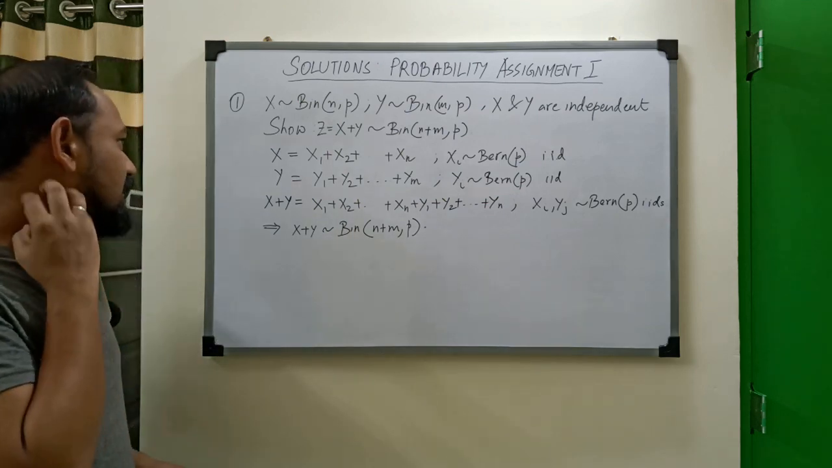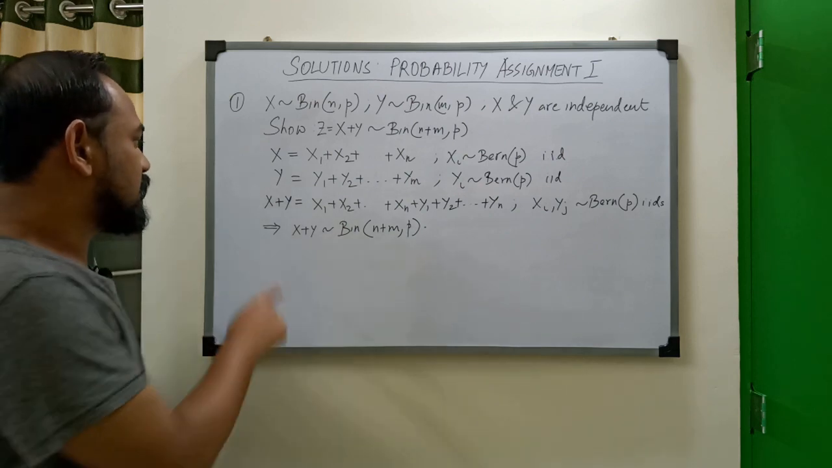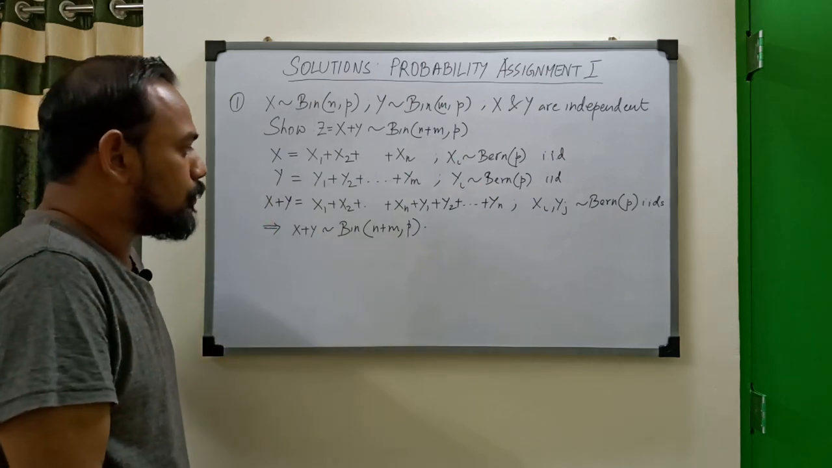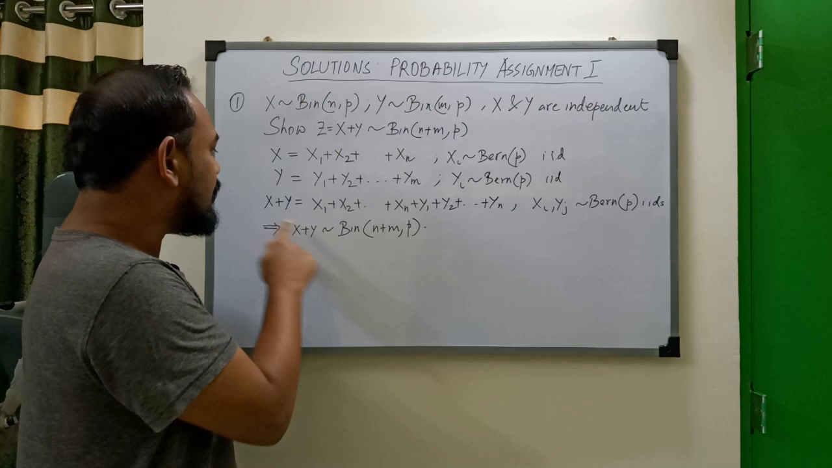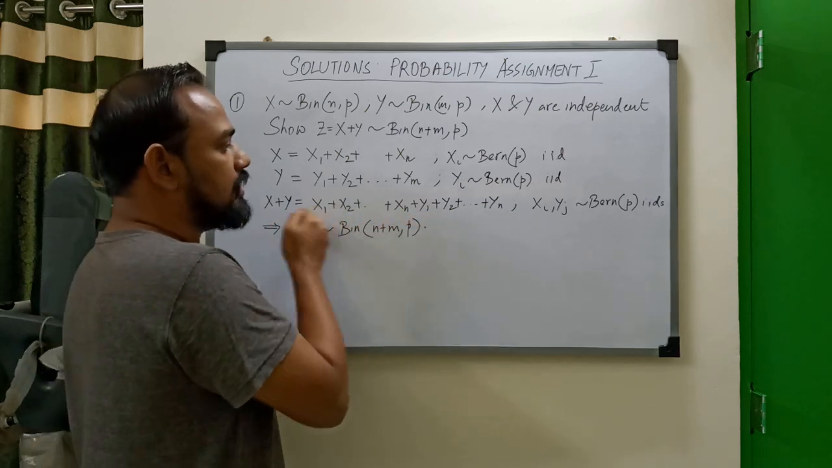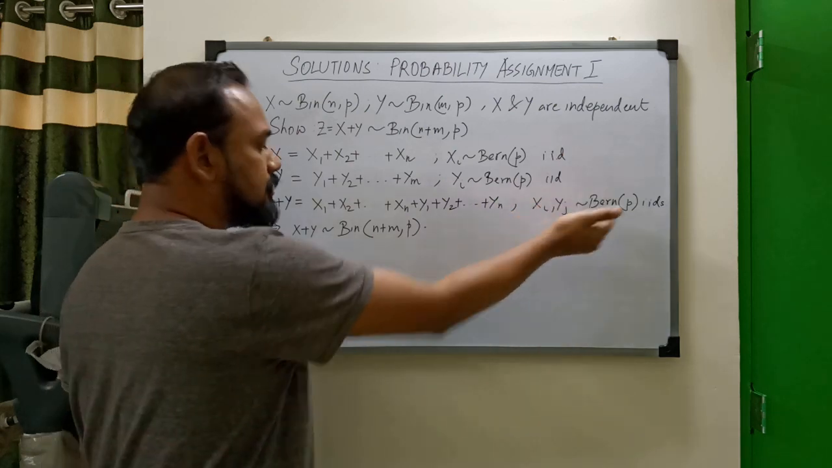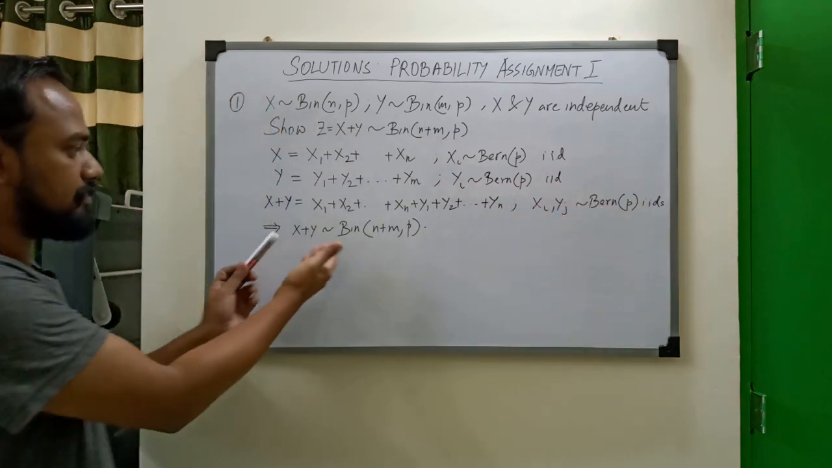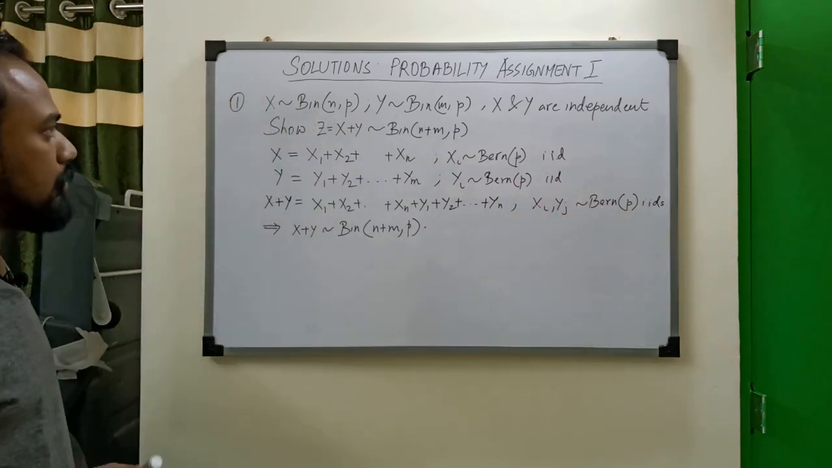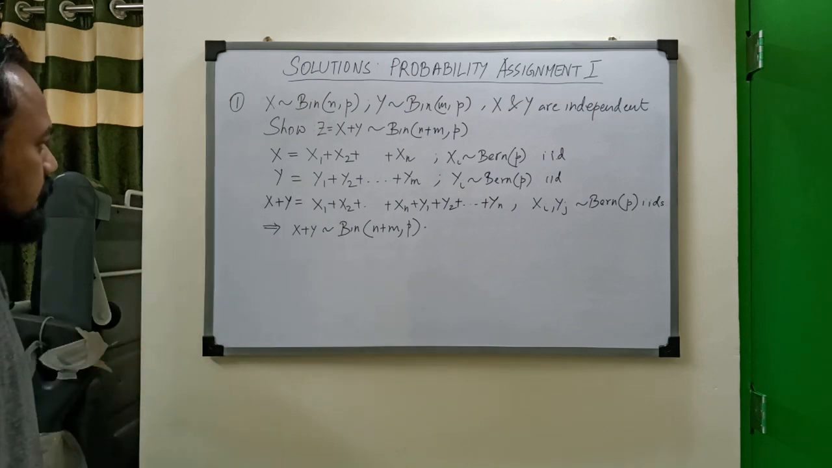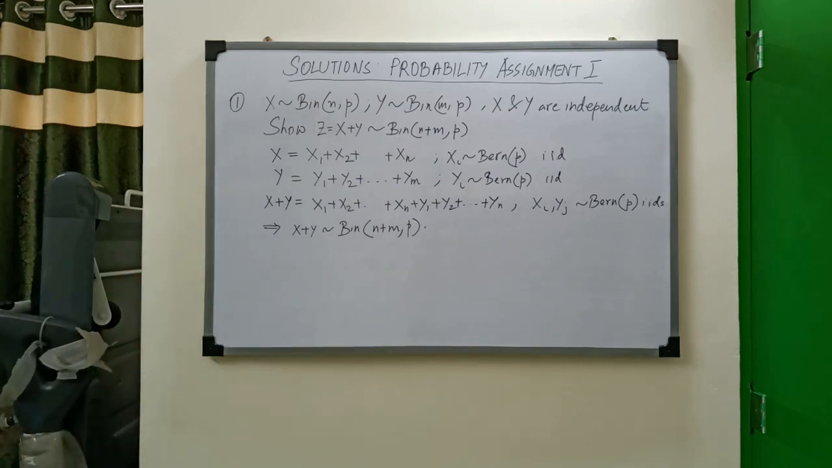It's absolutely a problem of just going by the definition of what a binomial distribution is. Anything that can be expressed in terms of n or m Bernoulli trials, all independent, is itself a binomial distribution. So therefore, that's the first problem. Right, let's do the second one.